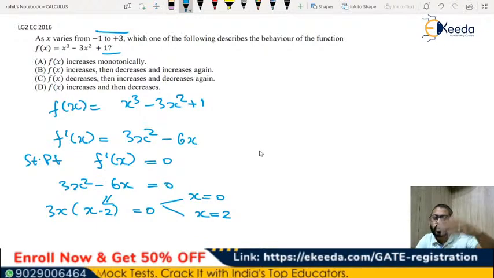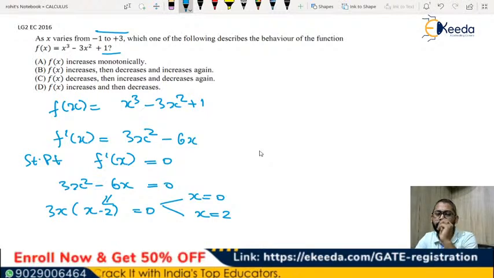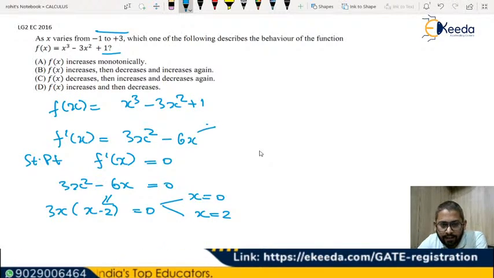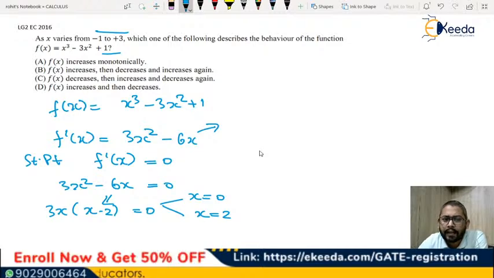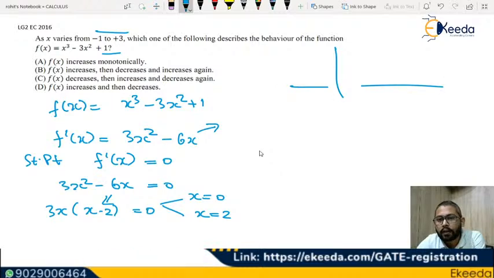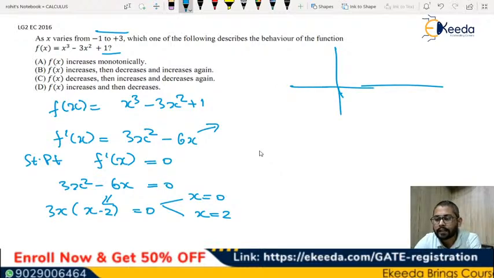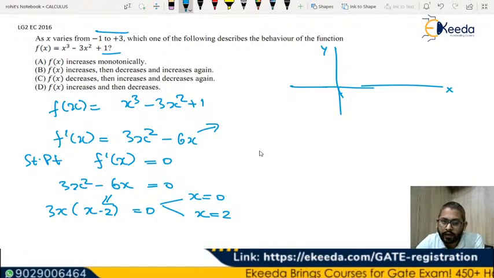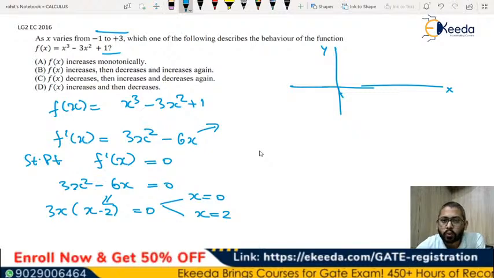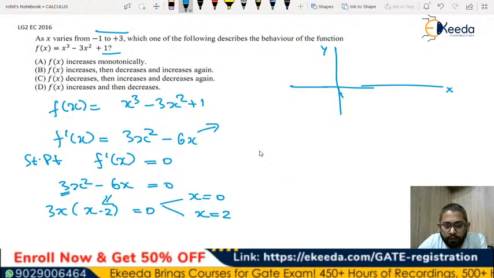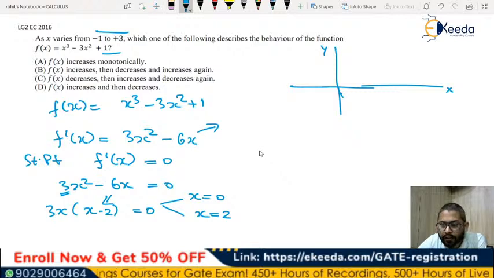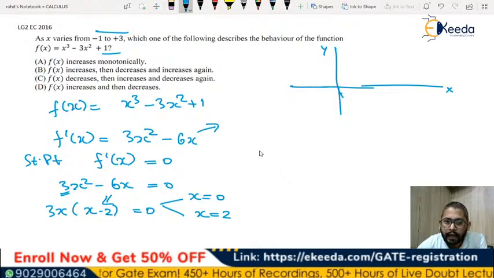But let's not do that. Let's find a different method. If this is the derivative of this function, f dash of x, can you see this is a second order polynomial equation? And if it is a second order polynomial equation, it is going to be a parabolic graph. So let's say this is our x-axis, xy plane. We have already seen the roots are x equal to 0 and 2, and the coefficient of x square is positive. That means the graph is going to be upward.